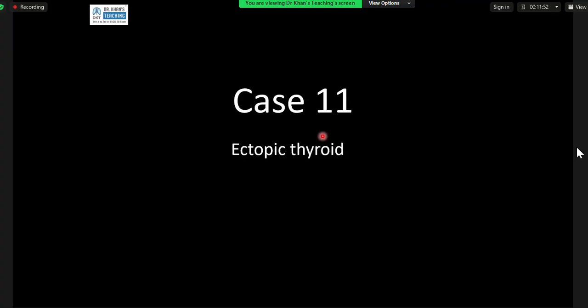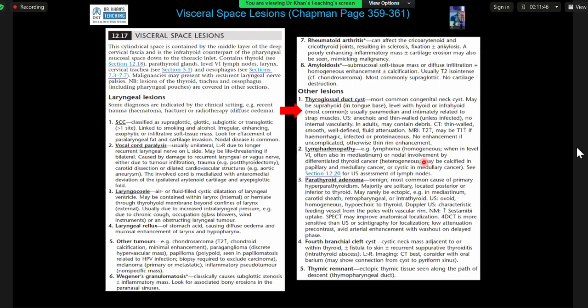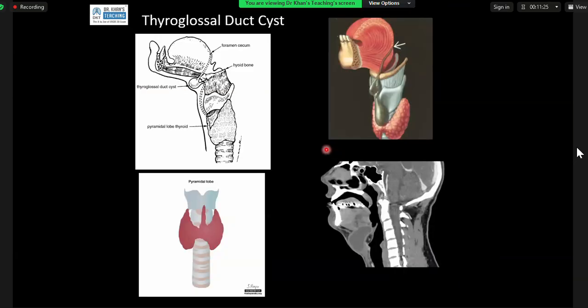This is what it is. This is ectopic thyroid. So please remember that sometimes the thyroid tissue is ectopic, and you have to remember your embryology to be able to pick this up. This is from your book, Visceral Space Lesion. So there is thyroglossal duct cyst, but there can also be ectopic thyroid. Key embryology concept is that there is a foramen cecum in the base of the tongue from where the thyroid in a fetus starts growing.